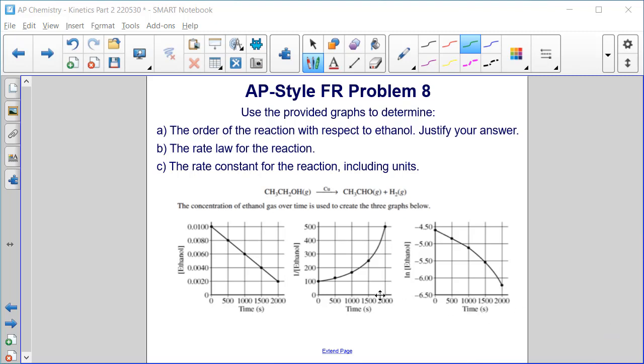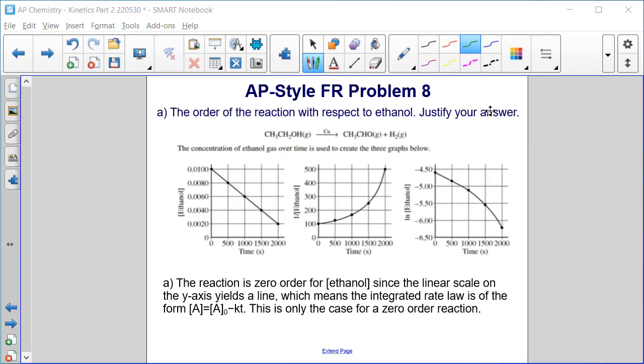So we have the reaction of ethanol, CH3CH2OH, in the presence of a catalyst to produce CH3CHO and hydrogen gas. The concentration of ethanol gas over time is used to create the three graphs below. So in one graph we have concentration of ethanol with respect to time, 1 over the concentration of ethanol with respect to time, and the natural log of ethanol with respect to time.